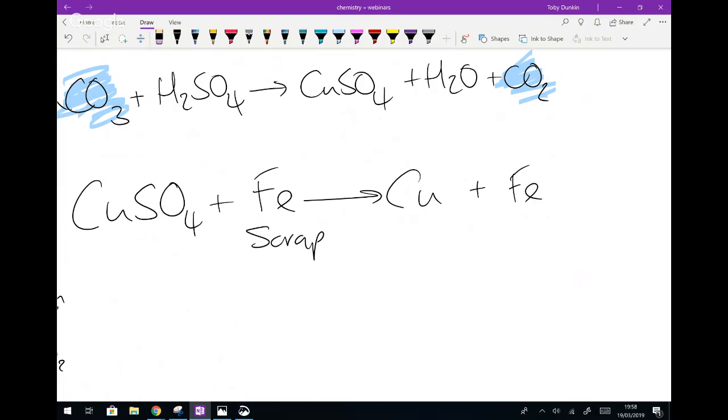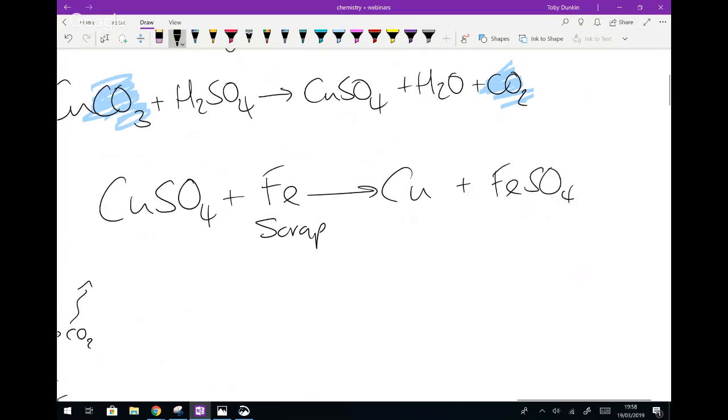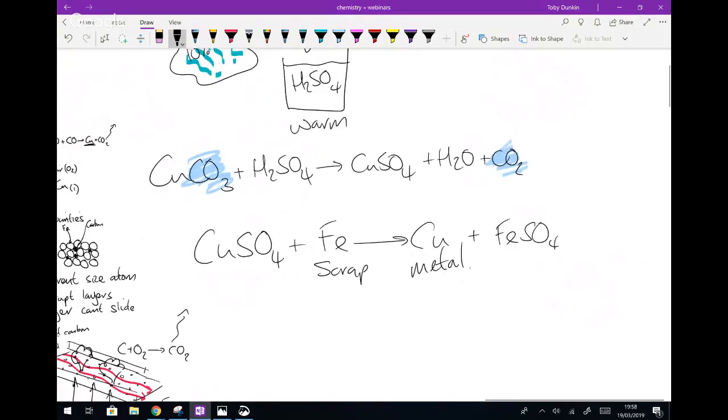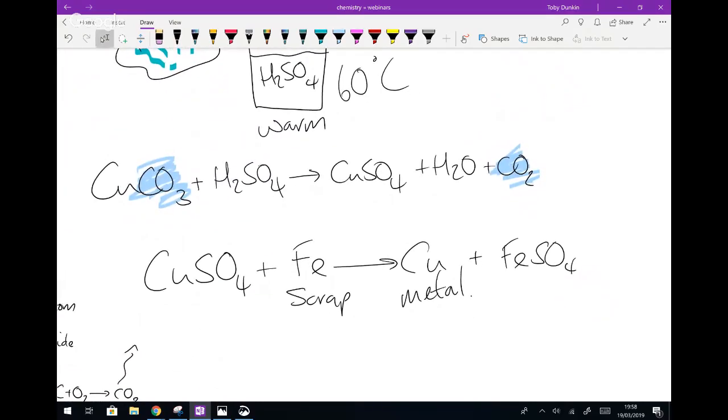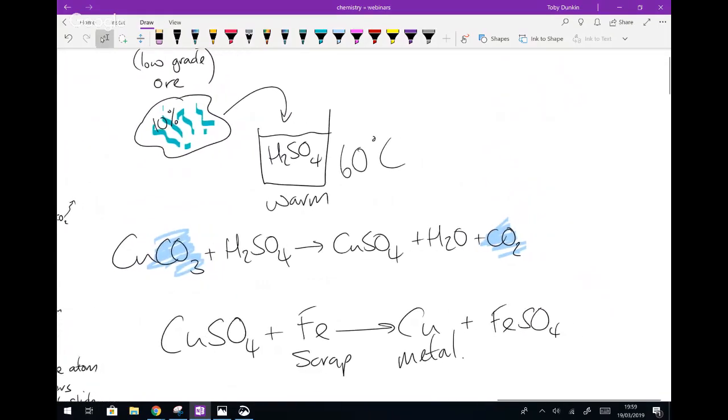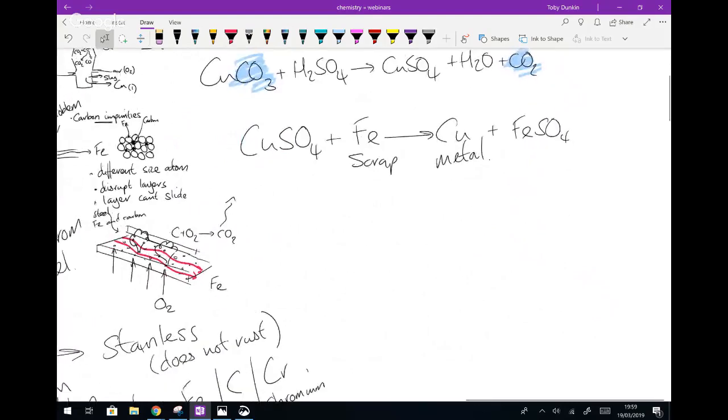By the way, they allow you at GCSE just to make iron 2 sulfate, if you want to. So, kind of a neat reaction. And we now get copper metal. So it's super cheap. It requires warming, 60 degrees Celsius. That's the lowest temperature we've ever come up with. And it's really cheap because we're using scrap iron, because it usually just goes into the bin anyway. So copper makes an appearance quite a lot at GCSE.